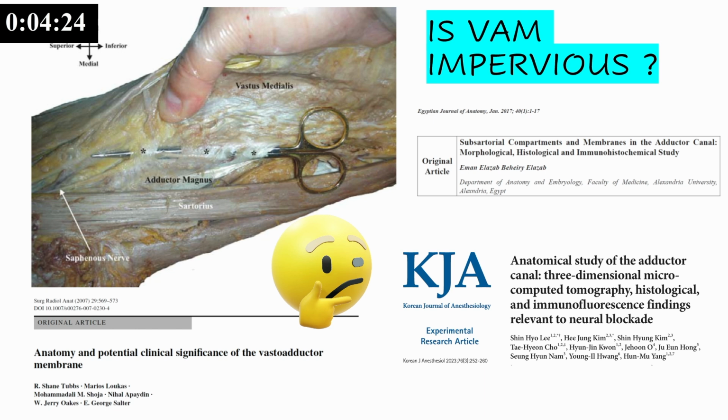There was good news. In 2007, the Tubbs article showed that this membrane is perforated in 75% of the cases. Okay. Then came 2017. This group showed that the vastoadductor membrane is not at all perforated. Now this is the recent study in KJA where they have analyzed the 3D CT, the histological findings and immunofluorescence findings, where they have actually shown that the drug can seep across the plane. That is good news for novices who cannot identify, but we need more RCTs to prove whether this is correct or not.